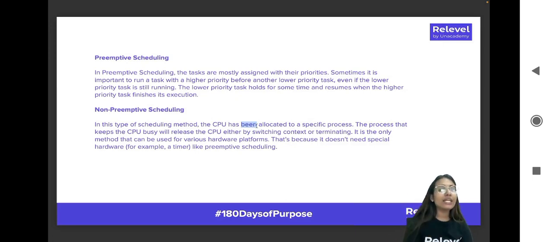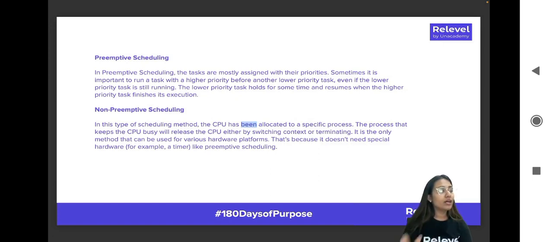Okay, it is the only method that can be used for all hardware platforms. That's because it does not need special hardware like preemptive scheduling. So in preemptive scheduling, you give the priority task some time to execute, a particular period of time, and then you take the resource back. But here nothing like that happens. We do not require any special hardware. Okay, this scheduling method is used by Microsoft Windows 3.1 and by the Apple Macintosh operating systems as well.